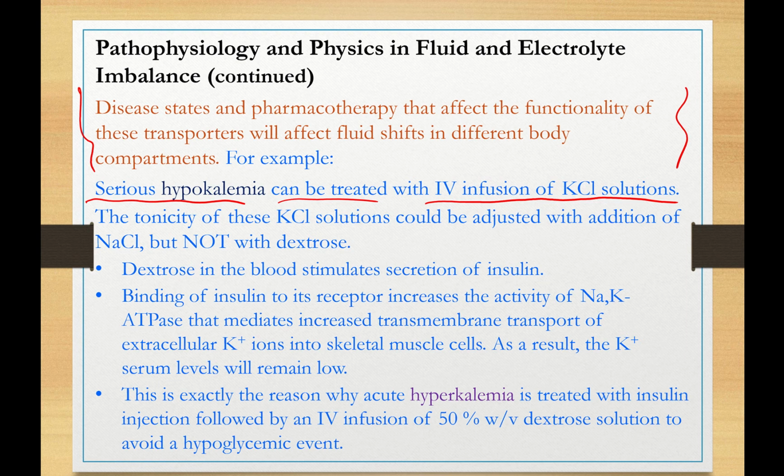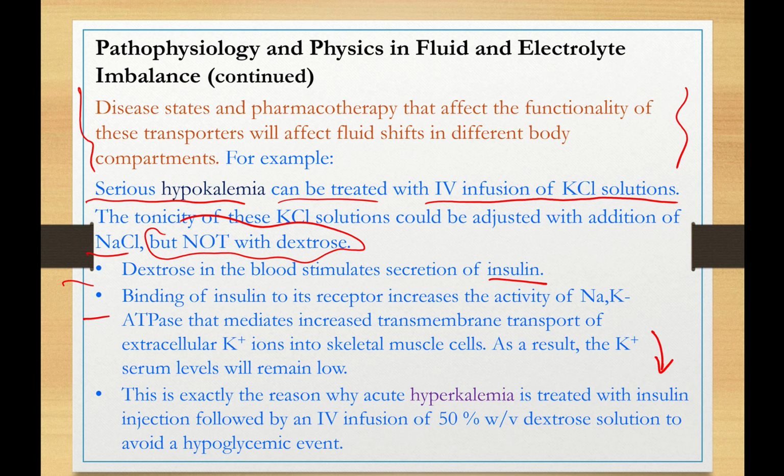You have to adjust the tonicity of these solutions with addition of sodium chloride, but don't even dare to use dextrose. Okay, you shouldn't use dextrose. Why? Because dextrose in the blood stimulates secretion of insulin. Now, binding of insulin to its receptor increases the activity of sodium potassium ATPase and mediates increased transmembrane transport of extracellular potassium ions into skeletal muscle cells. As a result, the potassium serum levels would remain low because potassium gets inside the cells.